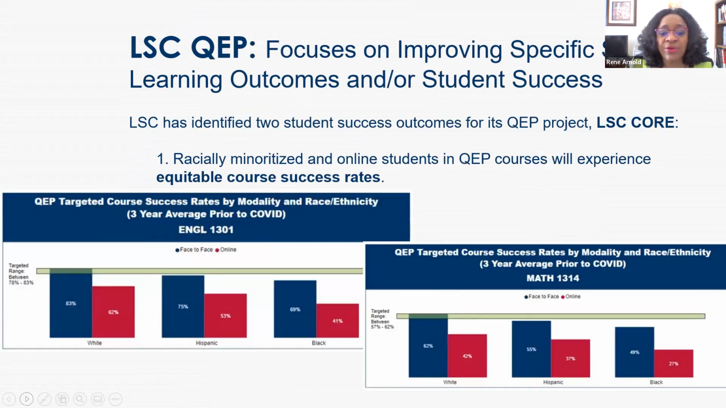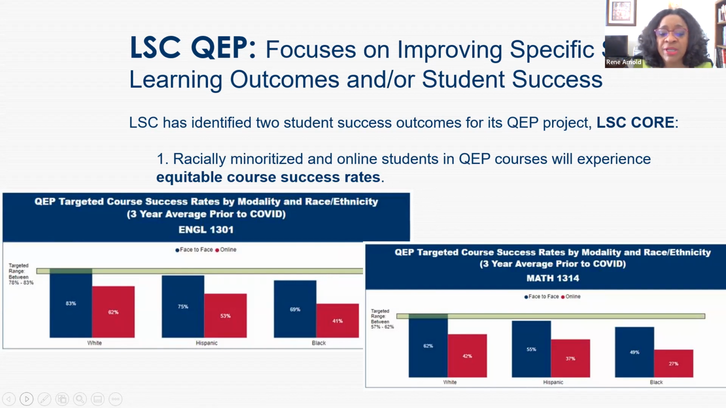Now, when we look at what our QEP was about, we had 2 main goals. The design committee recognized the intersectionality and marginalized identities, looking at gender, socioeconomic status, first generation students, and that contributed to modality inequities across racial and ethnic identities. As a result, our committee chose to frame the goals of the QEP as creating equitable student success outcomes across modalities and race and ethnicity.